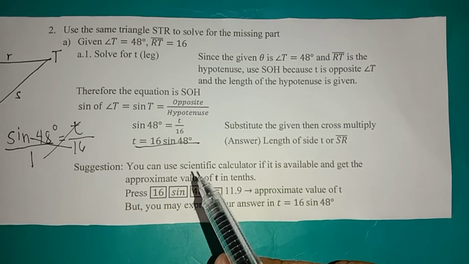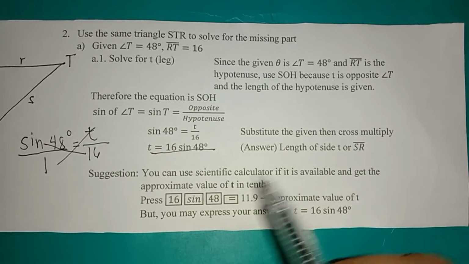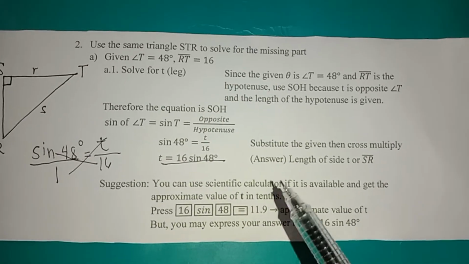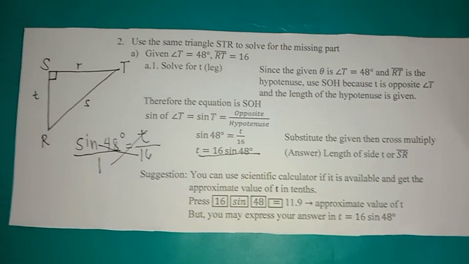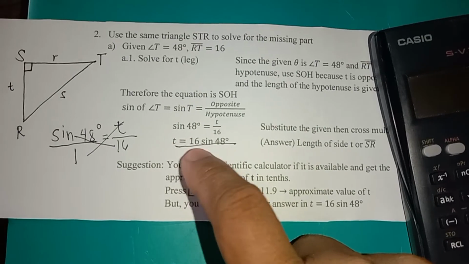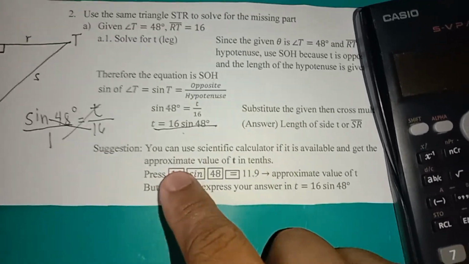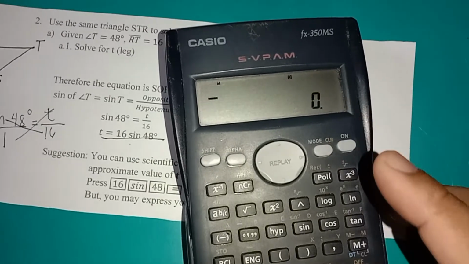Suggestion: you can use a scientific calculator if it is available and get the approximate value of T in tenths place, or you're going to round off in tenths place. So in order to get the approximate value of 16 sine 48 degrees, let's use the scientific calculator.